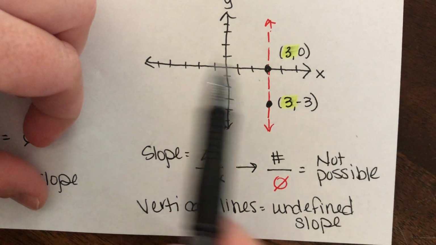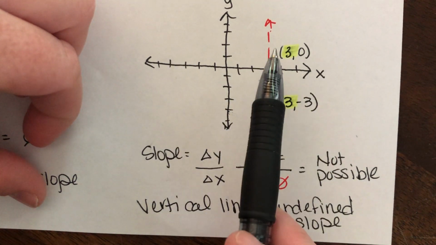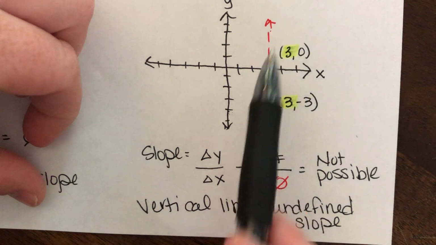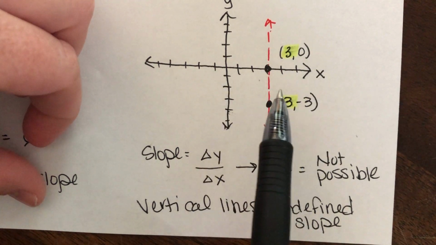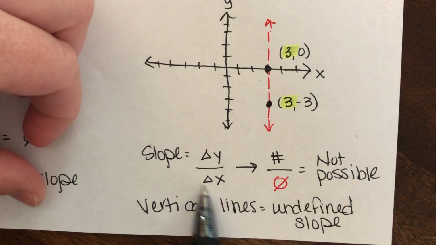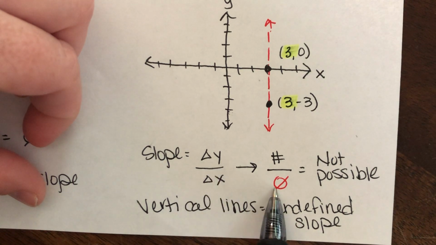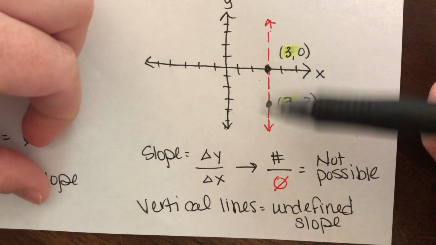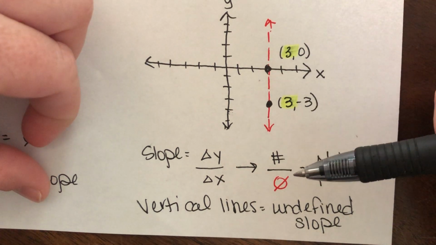What about side to side? Does my line change side to side at all? Does it go front or back? No, it just goes up or down. It doesn't go side to side at all. So the change side to side, the run, is 0. There is no change, right? And that's fine, and that is a fact, and this is a vertical line, and that's fine.